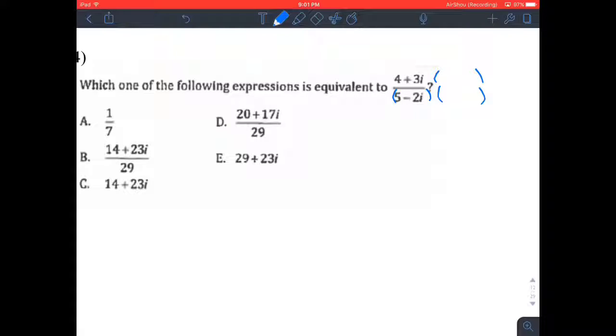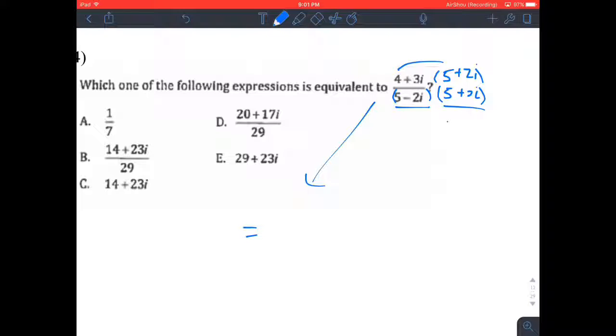Conjugate means it's the same complex number, but with the opposite sign instead of what's there. So 5 minus 2i and 5 plus 2i, those are called conjugates. I don't know how to spell it, so I'll just write it sloppy and then erase it. We're going to multiply the conjugate of the denominator times the top and bottom.